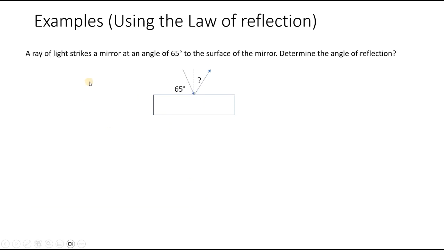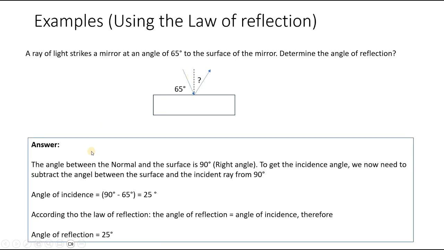Second example, slightly more difficult. Looking at the picture, it says a ray of light strikes a mirror at an angle of 65 degrees to the surface of the mirror. Important to know, this is not the angle of incidence. This angle is between the surface of the mirror and the incident ray. And now we must determine the angle of reflection, which is that question mark. We cannot say that the angle of reflection is also equal to 65 degrees. We first have to calculate the angle of incidence.